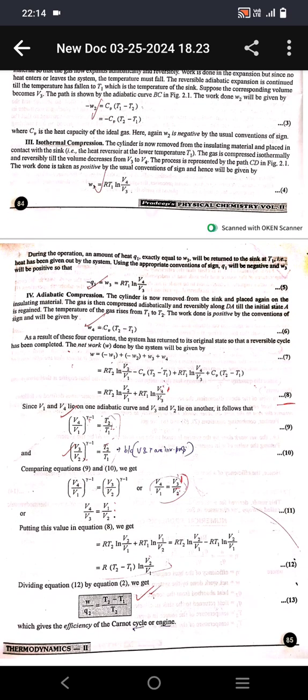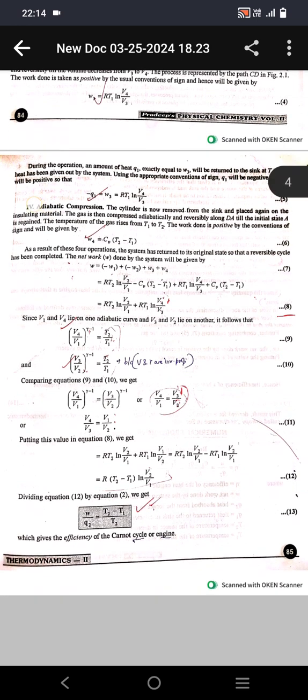Fourth point is adiabatic compression. The cylinder is now removed from the sink and placed again on the insulating material. The gas is then compressed adiabatically and reversibly along DA till the initial state is regained. The temperature of the gas rises from T1 to T2. The work done is positive by the convention of sign and will be given by the expression. As a result of these four operations, the system has returned to its original state so that a reversible cycle has been completed. The net work done by the system will be given by the expression.